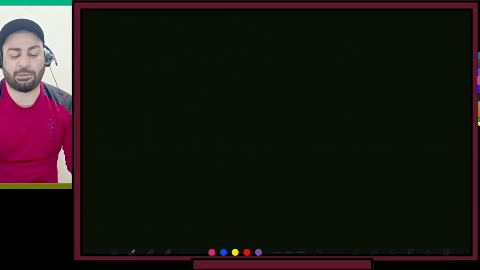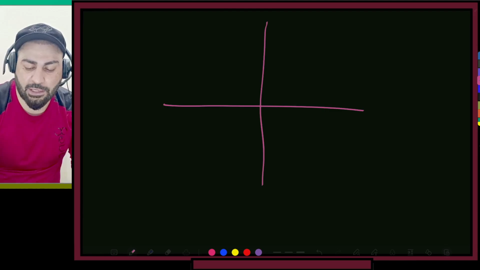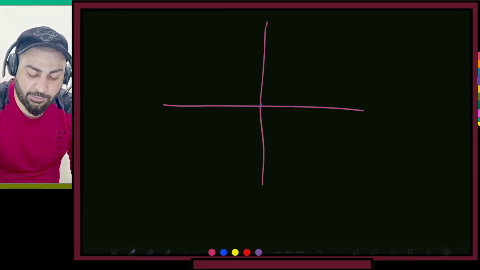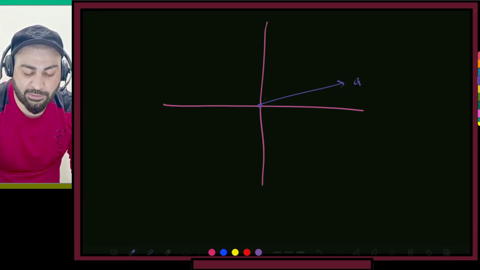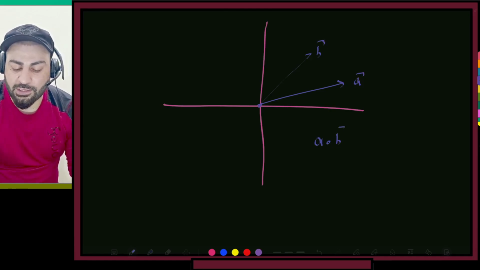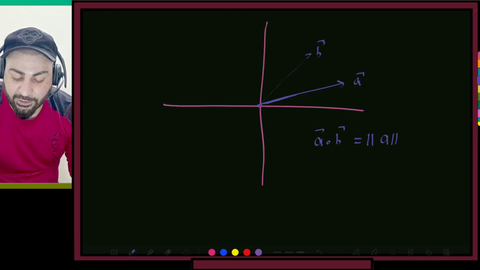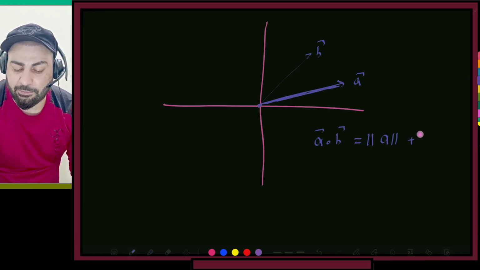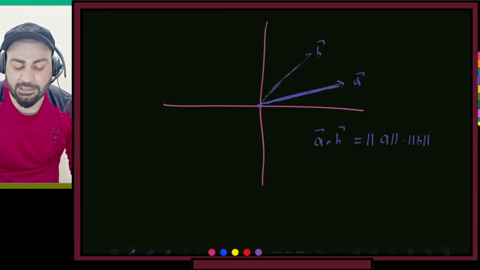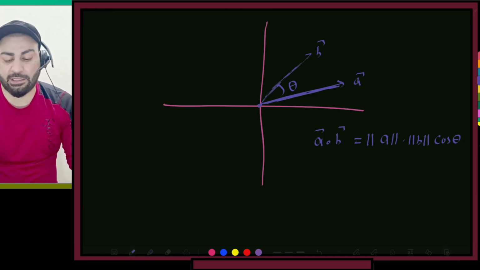Now the geometrical interpretation. If you have these two vectors, this is my vector A and this is my vector B. Geometrically, A dot B is equal to the magnitude of A multiplied by the magnitude of B, and then there is the angle theta between them, cos theta. This is what it geometrically means. I said one application is similarity.